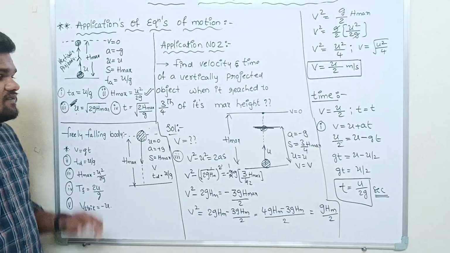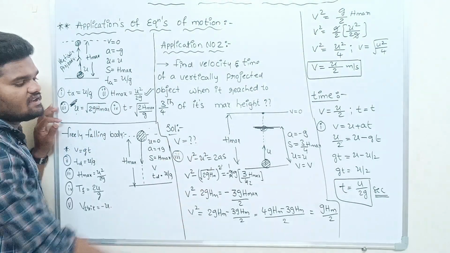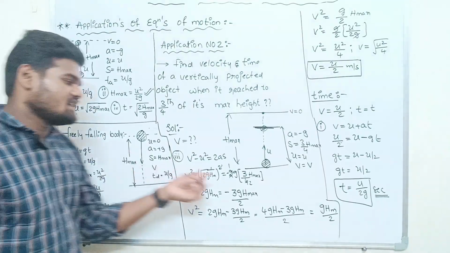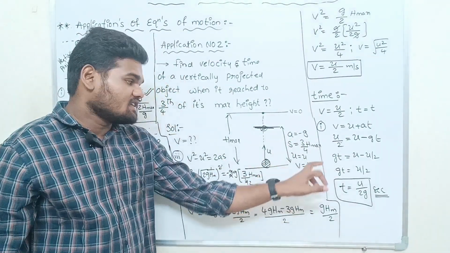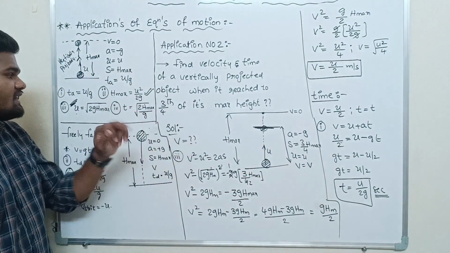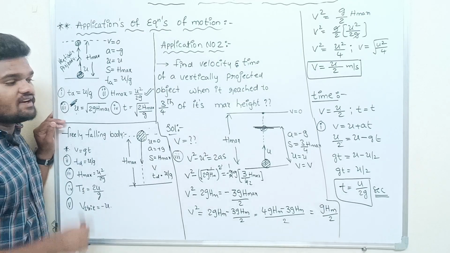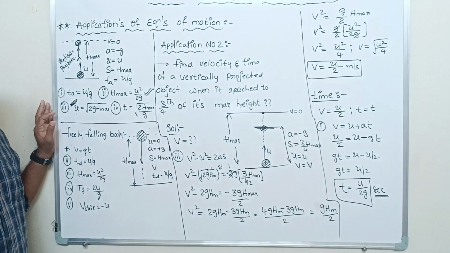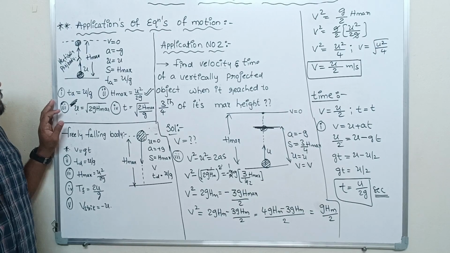Okay, any difficulties there? I've substituted all these things. Now in the equations of motion, in place of displacement, we have to take 3 by 4th of h maximum. What is the meaning of h maximum? What is the formula for h maximum? U square by 2g. Okay, so pause the video and write the notes. 3, 2, 1, go.